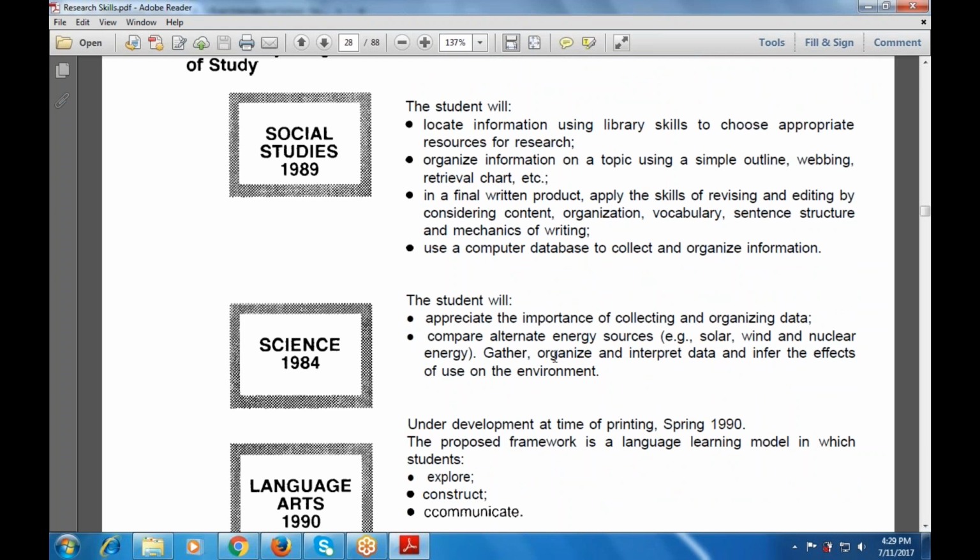And the student will also appreciate how they collect the data, how they represent the data. Collecting includes either interviews, surveys, presentations, whatever the mode, whatever the tool they are using. But the main target is to appreciate the importance of collecting and organizing the data. Then compare the alternative energy resources, for example solar energy, wind energy, nuclear energy. Then gather, organize, and interpret the data, and infer the effects of use on the environment.